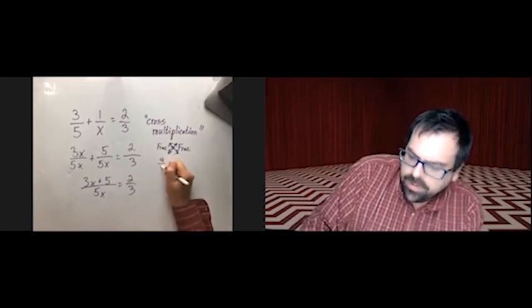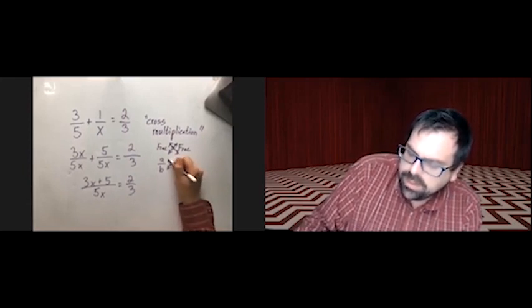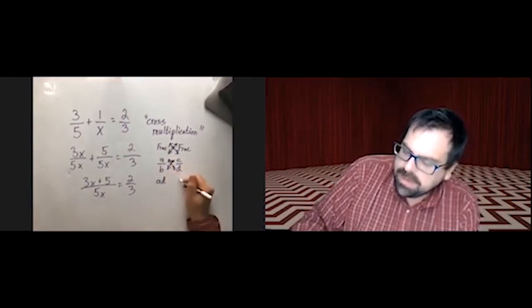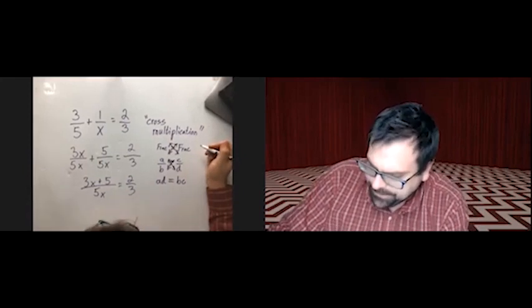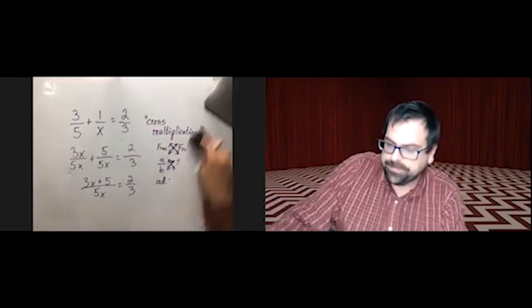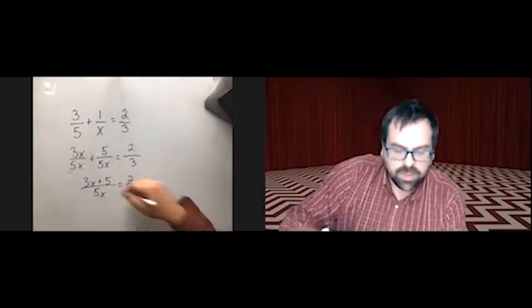If we had A over B equals C over D, we cross multiply. We multiply A times D. We multiply B times C. And we set them equal. It gives us an equation to solve for x. So fraction equals fraction, cross multiply.